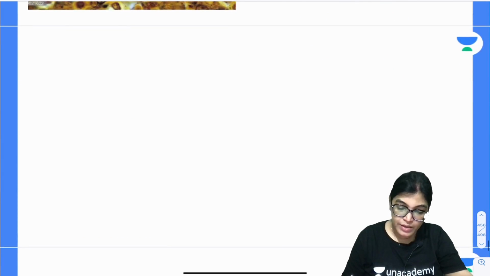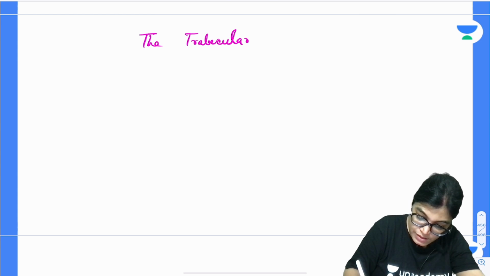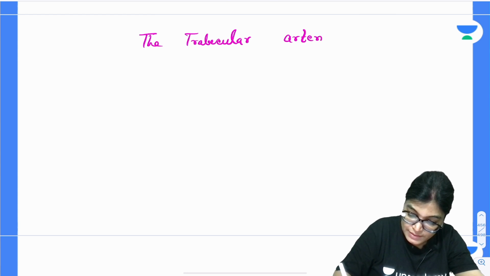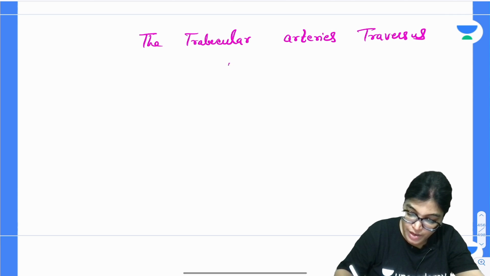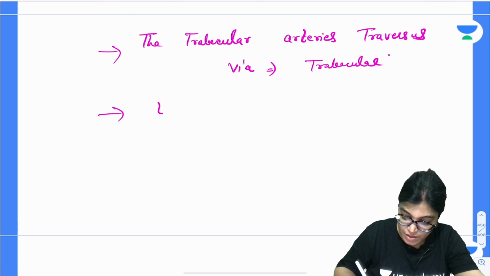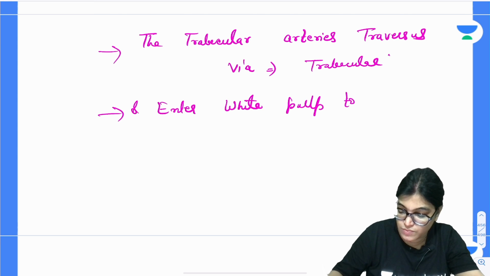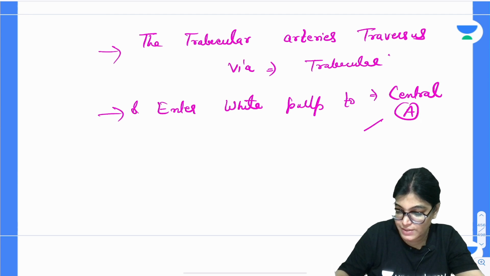Now, write on this: the trabecular arteries traverse via trabeculae, enter the white pulp to form the central artery. So, when it enters the white pulp, it is called the central artery.